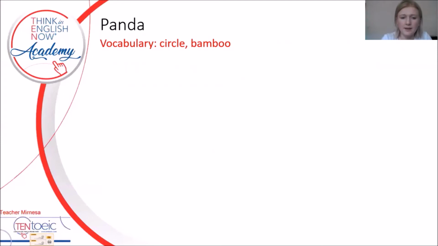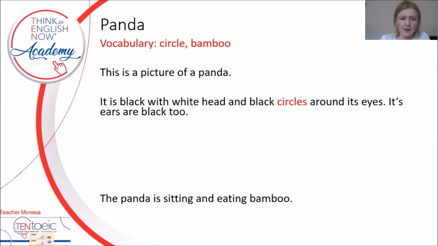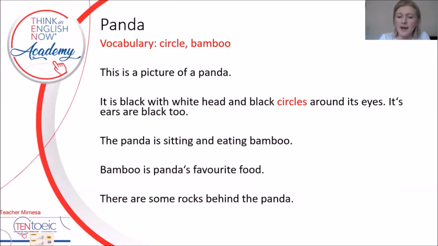We can begin by saying, this is a picture of a panda. Then we can describe the appearance of a panda and say, it is black with white head and black circles around its eyes. Its ears are black too. The panda is sitting and eating bamboo. Bamboo is panda's favorite food. There are some rocks behind the panda. So after we describe the appearance of the panda, we give some background information.